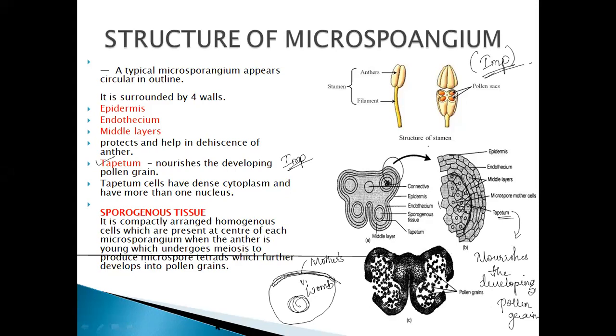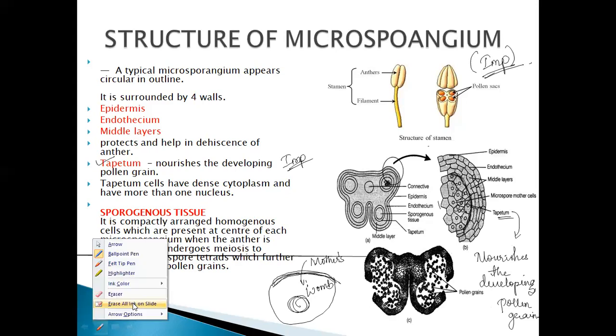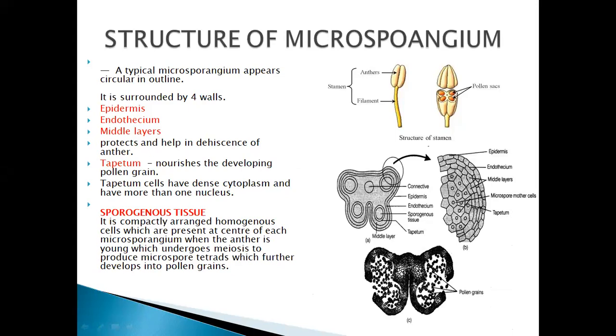So, in a similar way, the nourishment required for the developing pollen grains is given by tapetum, and this is important. Clear? Mark and take. So until now we have studied the structure of the microsporangium, and it is somewhat circular in structure. It has four walls: epidermis, endothelium, middle layer, and tapetum.